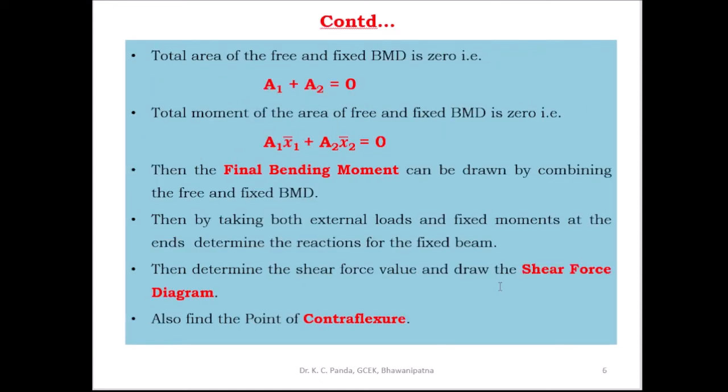There are two moment area theorems. The first theorem: the total area of the free and fixed bending moment diagrams is equal to 0, that is A1 plus A2 is equal to 0. And the second theorem: the total moment of the area of the free and fixed bending moment diagrams is 0, that is A1 x1 bar plus A2 x2 bar is equal to 0.